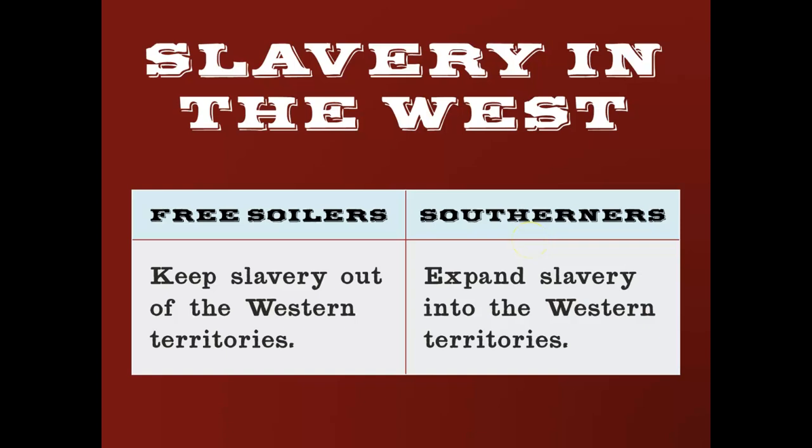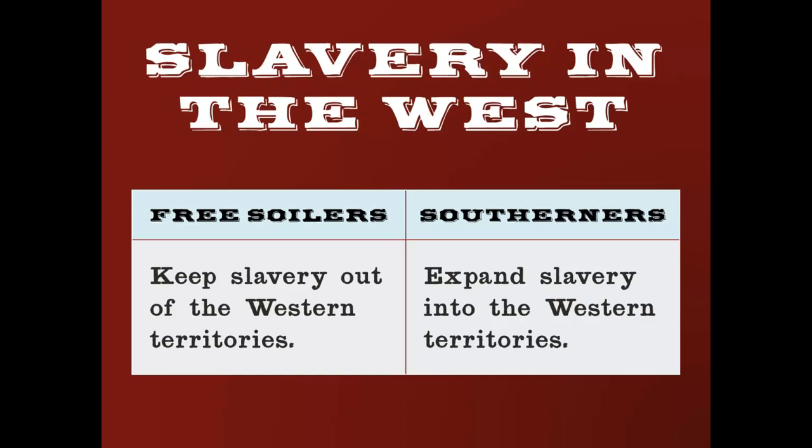And of course, slavery is the big issue in the West. And you have political movements that are growing. Southerners, of course, want to expand slavery into the Western territories. They're seeking this as a way to expand what was moved and expanded into the Deep South, into the West. Free Soilers, another political movement where the goal is to keep slavery out of the Western territories.